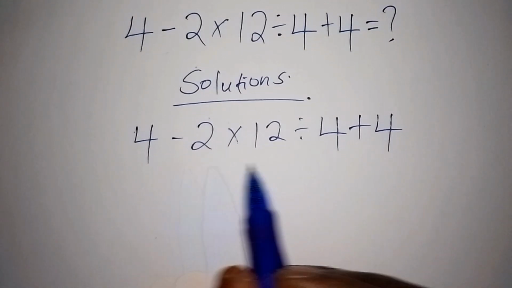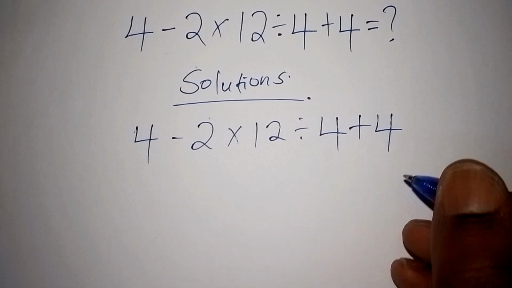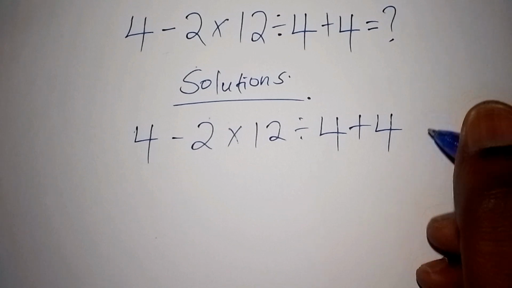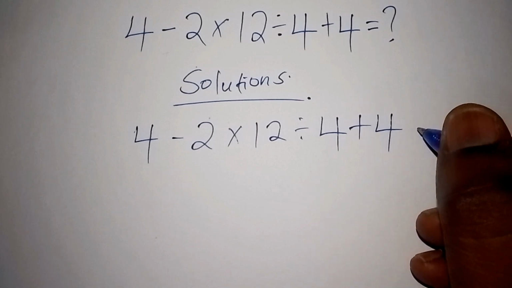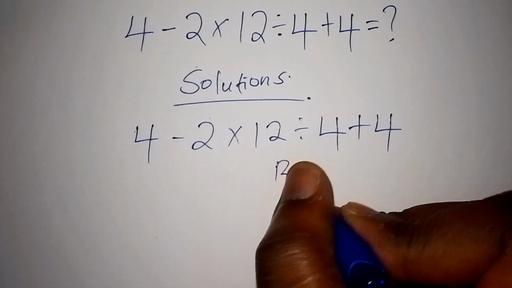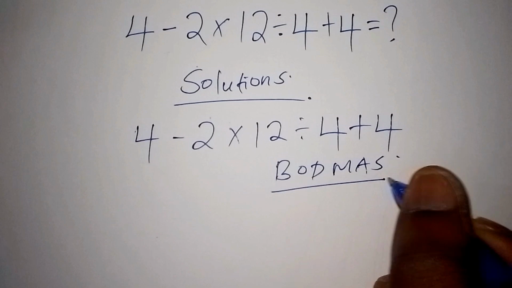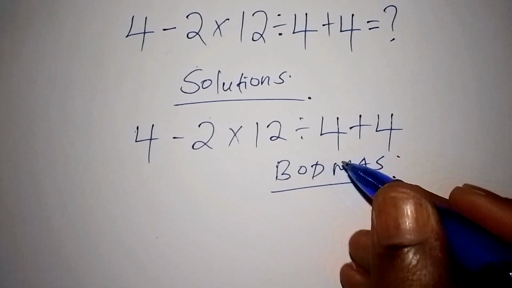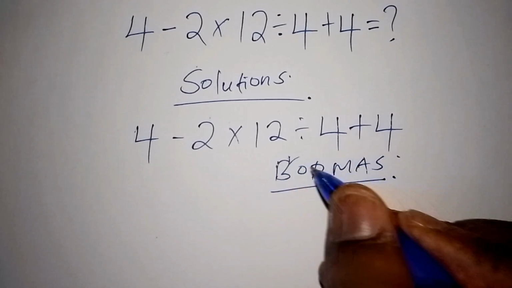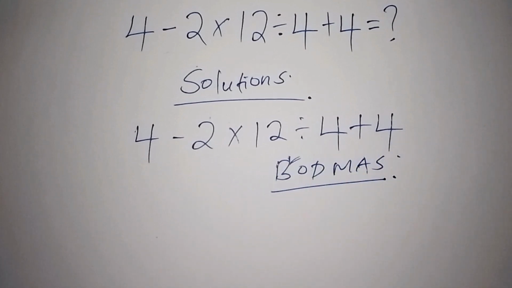On this problem, the tricky part that you are supposed to do first is to identify the order of the operations. That's why we have something that is called BODMAS. BODMAS is helpful in working out this maths problem, where B stands for the bracket. As you can see on this particular problem, there is no bracket.